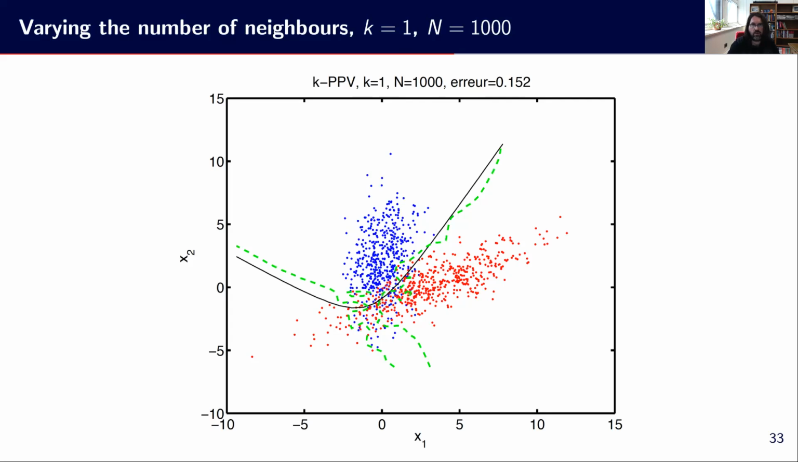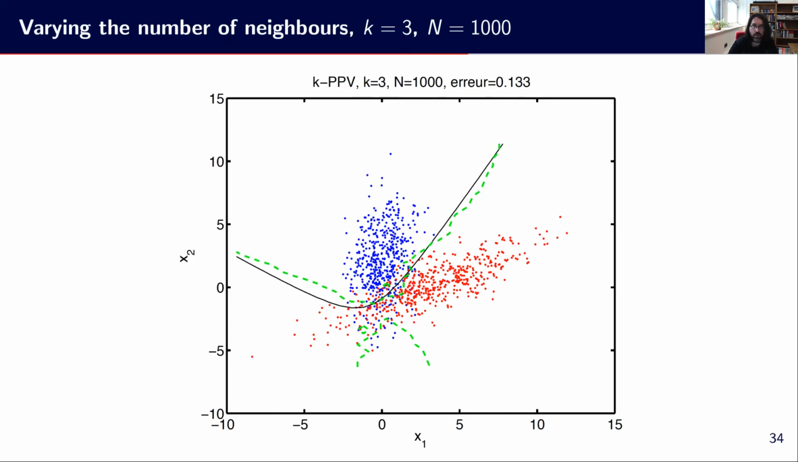So now let's look at varying the number of neighbors. We keep n equal to 1,000, so we are using 1,000 samples, but now we will vary the value of k, the number of neighbors that we are using for our example. At first with one neighbor, we can see that there's a lot of variation around it. So this is what we saw before.